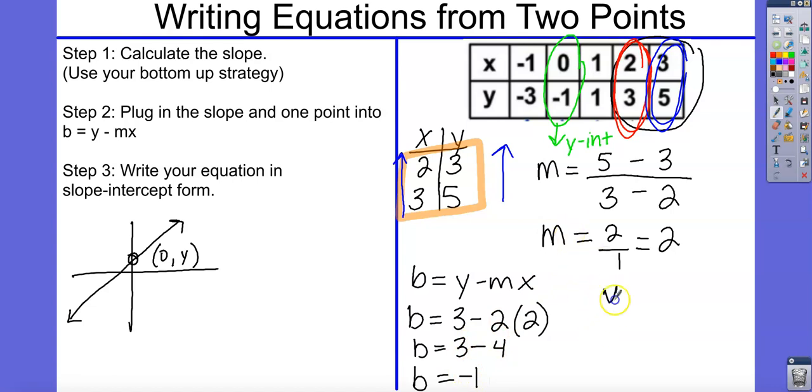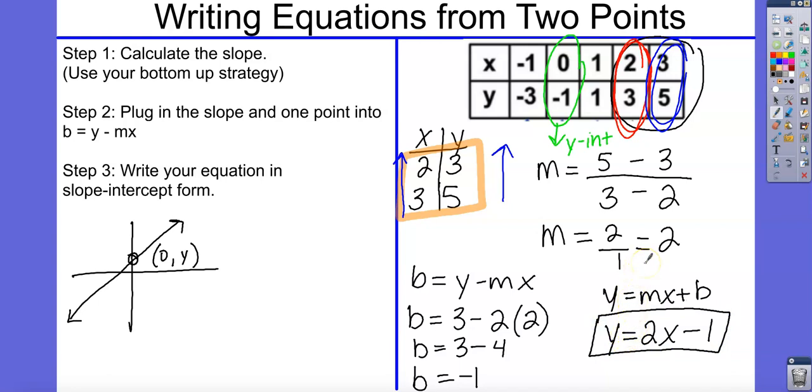So now we're going to write our equation in slope-intercept form. Remember, we leave the y. Substitute the slope for the m, so 2. We leave the x. Substitute the y-intercept for the b. Since it's negative, I have to put a minus sign, 1. So my final answer is y equals 2x minus 1.